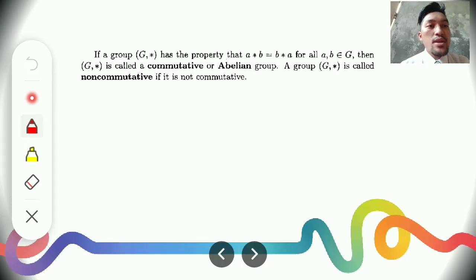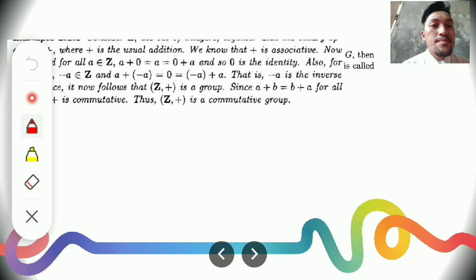Alright. Continuing with the theorem that we have, if a group (G, *) has the property that a * b = b * a for all a, b in G, then (G, *) is called a commutative or abelian group. A group (G, *) is called non-commutative if it is not commutative.